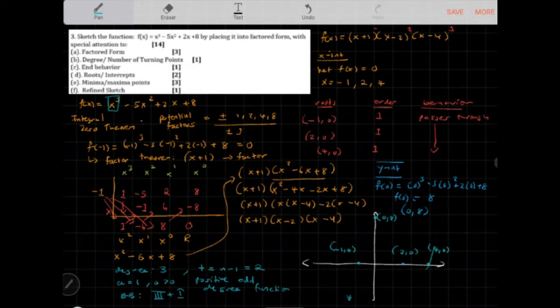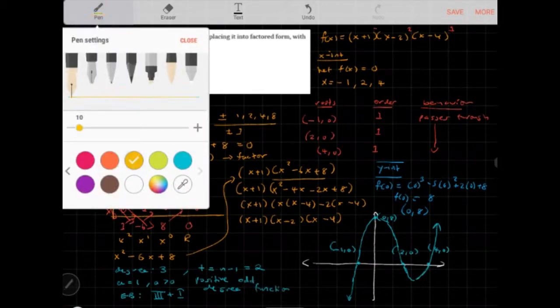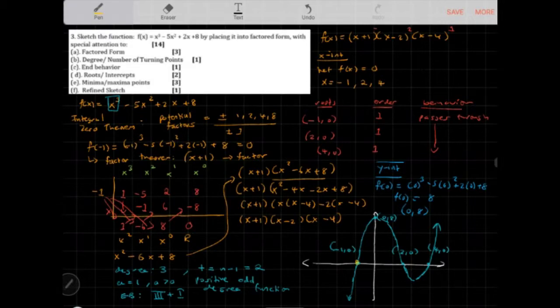So it should pass through this point, ends up here, right? It should loop through there, going through there. So this is a potential sketch, right? And we should expect to see, I'm just going to highlight our intercepts specifically. Okay, so these are our intercepts, and we should expect to see 2 turns, right? So there's a turn here, there's a turn here.